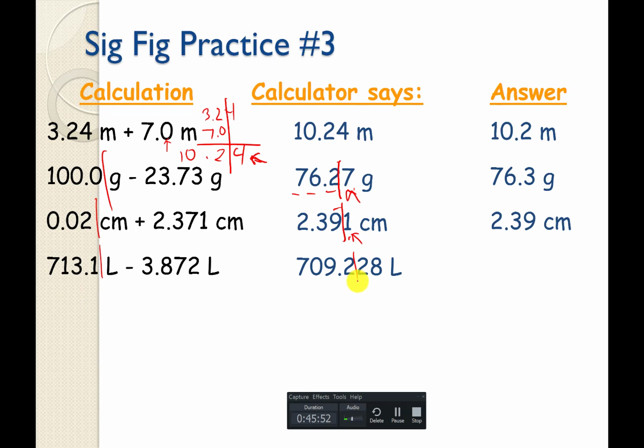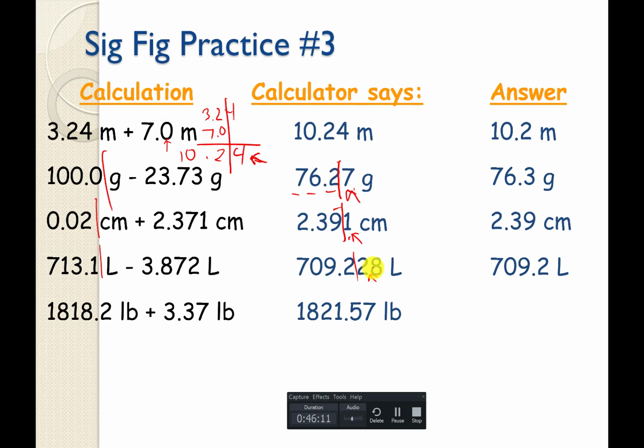Let's put a line there. And then we look at this one as our first non-significant figure. 2, of course, is less than 5. Therefore, we do not round up. We get an answer of 709.2 liters. All right, let's have you try one more and then we'll do the last one together. So look at this one, work it out on the side, let me know what you get.